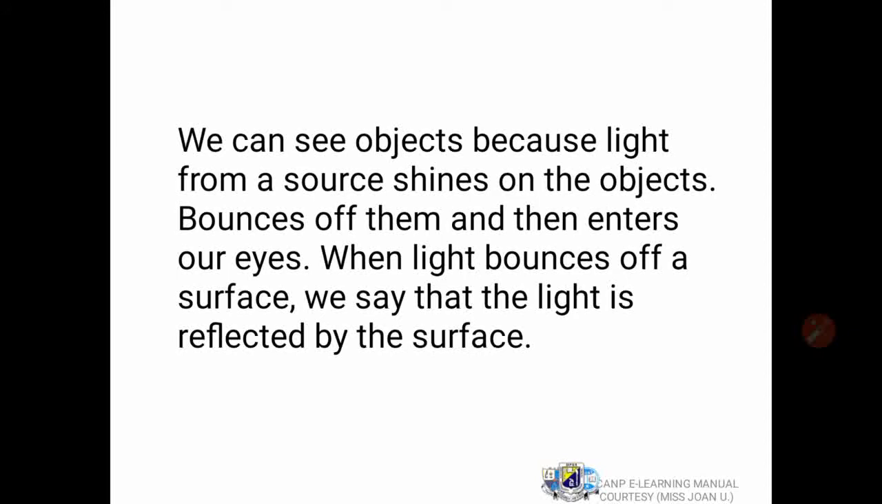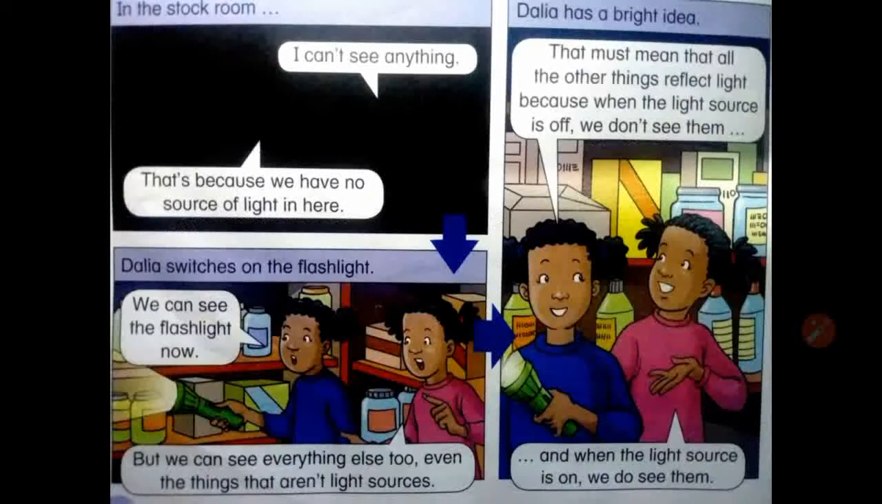We can see objects because light from a source shines on the object, bounces off it, and then enters our eyes. When light bounces off a surface, we say that the light is reflected by the surface. So you understand the concept of reflection. Reflection has to do with light bouncing on a surface. Mind you, such a surface can be rough or plain.